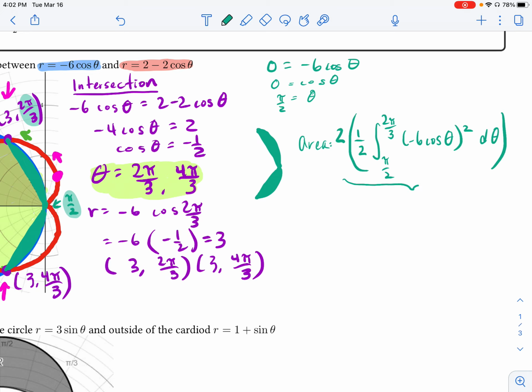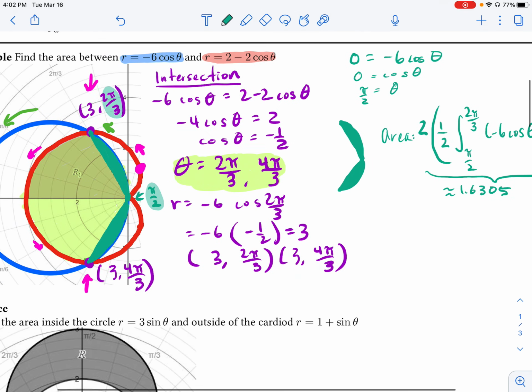For the sake of time, I'm going to approximate my answer here. After I punch that into the calculator, you may want to check, make sure that you get the same thing as me. That's 1.6305.